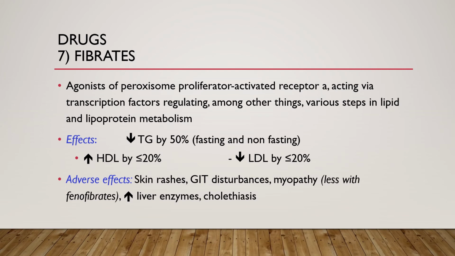Next drug is the fibrates. The fibrates have been known for a long time, and they act as agonists of peroxisome proliferator activated receptor alpha, PPAR alpha, acting via transcription factor, regulating, among other things, various steps in lipid and lipoprotein metabolism. Their main effects are on triglycerides by decreasing it by 50%, either fasting or non-fasting levels of triglycerides. They increase the HDL by less than 20%.